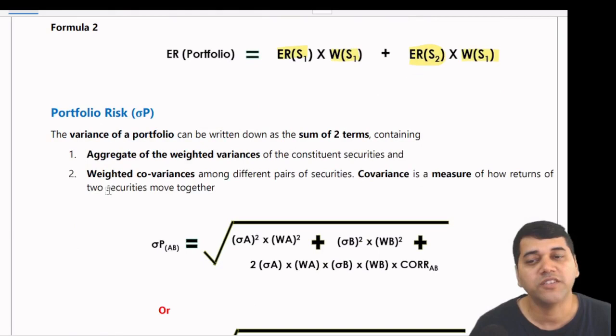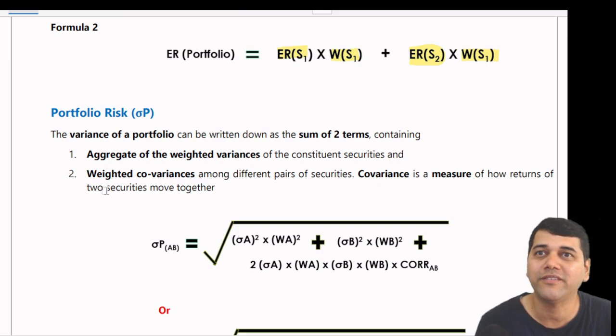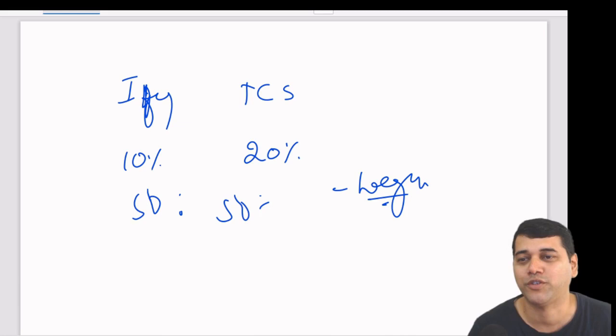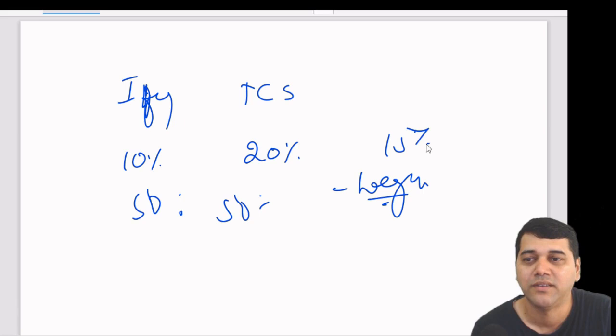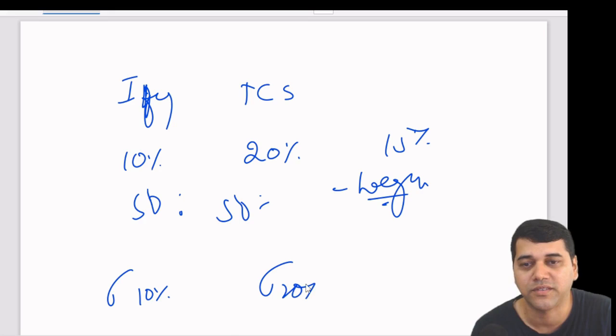Now, what is portfolio risk? Yes, I want you to understand properly because it's not so simple. Portfolio risk is not the weighted average risk of the individual stocks. Maybe I will ask you one more question. First one you said very clearly: my average return is 15%. Now the standard deviation of Infosys is 10%. Standard deviation of TCS is 20%. What is my standard deviation if I take both 50-50?